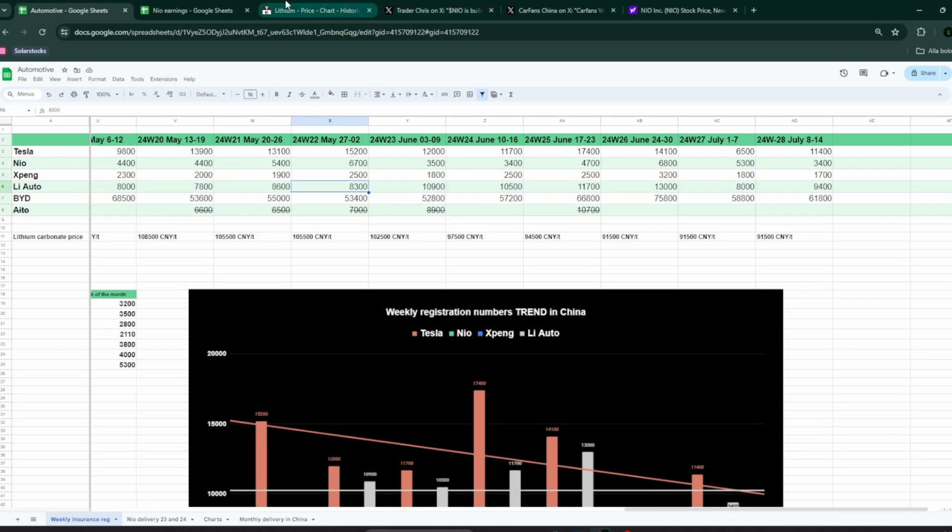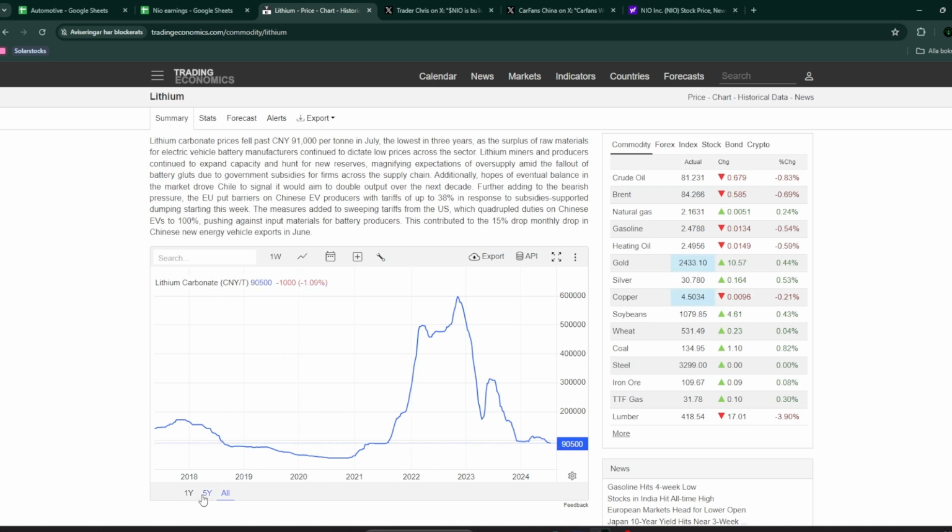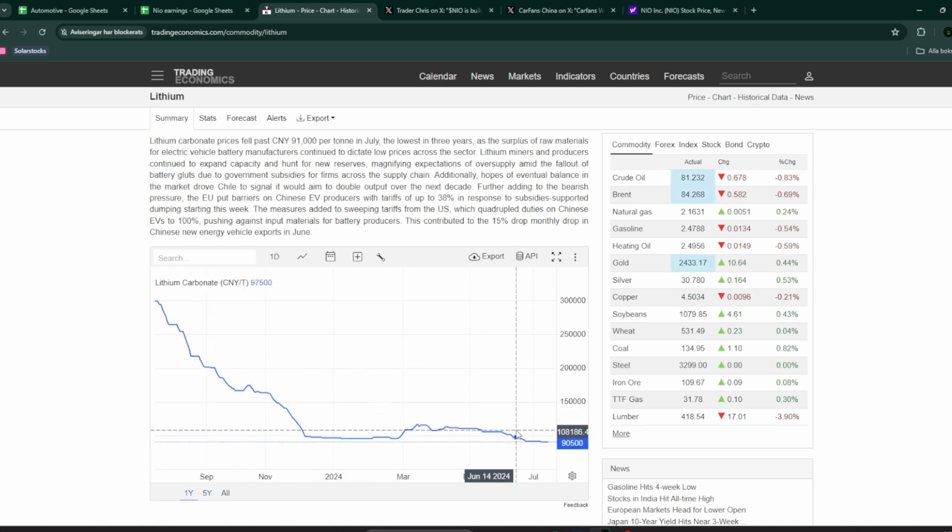We can also see that the lithium carbonate price is still stuck in this low range. So this is really good for us. Nothing to worry about there.